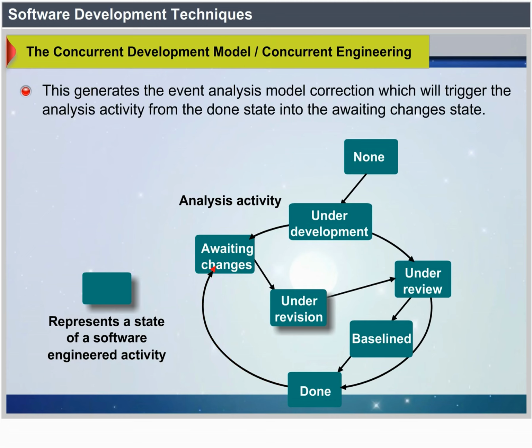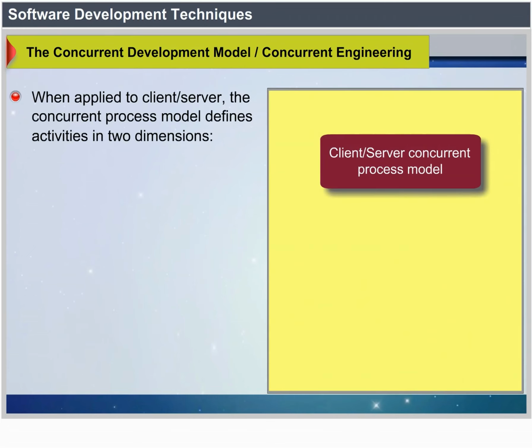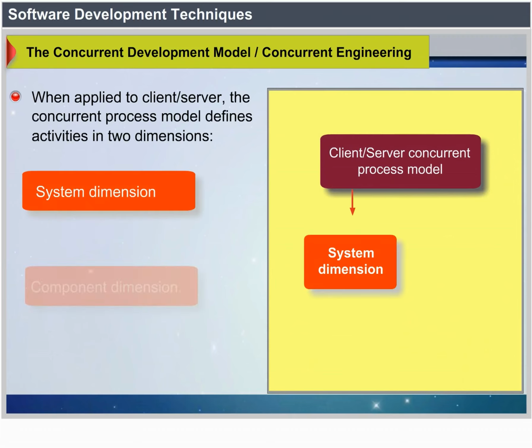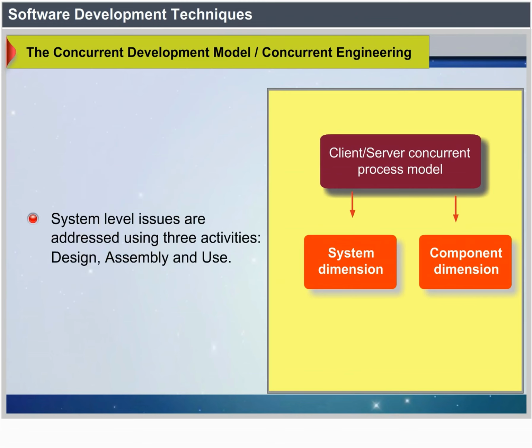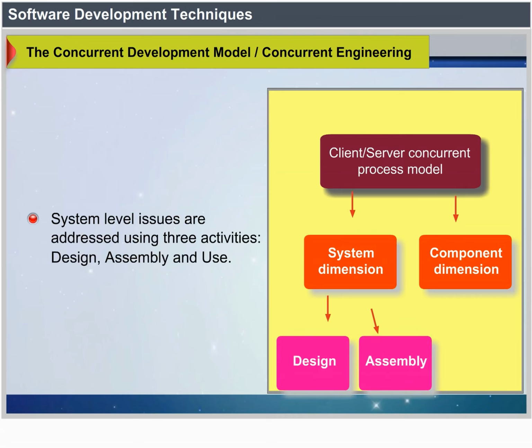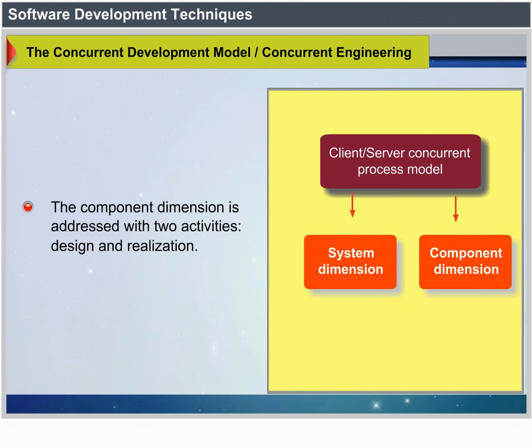changes state. When applied to client-server, the concurrent process model defines activities in two dimensions: system dimension, component dimension. System-level issues are addressed using three activities: design, assembly, and use. The component dimension is addressed with two activities: design and realization.